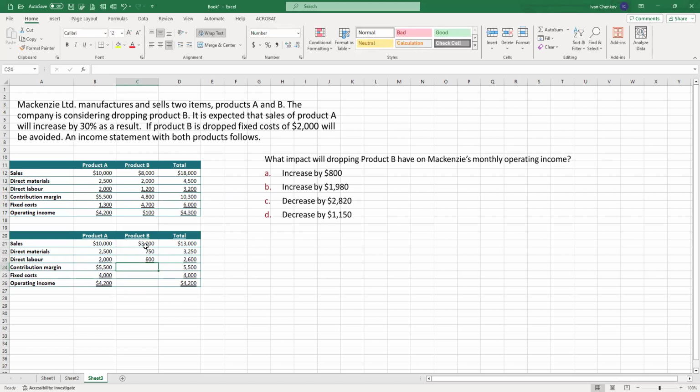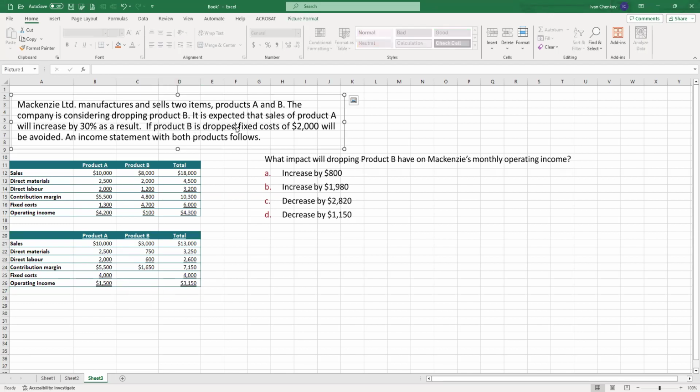Okay. So where will the contribution margin be now? Let's get this one minus this one minus that one. And that will be equal to... Professor, I have a question on the fixed cost. Yes, tell me. How did it get to 4,000? Well, it says in the question here, if the product B is dropped, the fixed cost of 2,000 will be avoided.